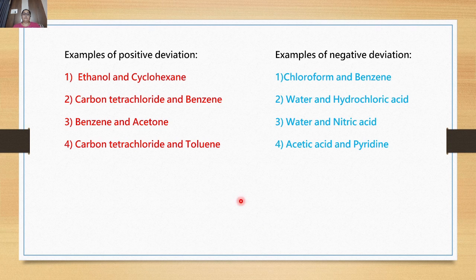So here are some examples of positive deviation: ethanol and cyclohexane, carbon tetrachloride and benzene, benzene and acetone, carbon tetrachloride and chlorine. And the examples of negative deviation are chloroform and benzene, water and hydrochloric acid, water and nitric acid, and acetic acid and pyridine.